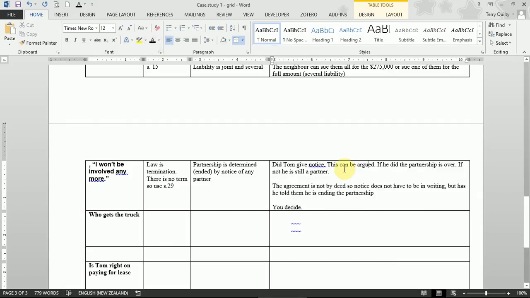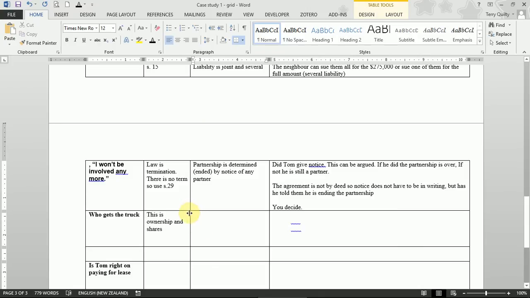Now, this can be argued. It's not obvious that he did because the words are quite ambiguous. If he did, the partnership's over. If not, he's still a partner. The agreement's not by deed, so notice does not have to be in writing, but he has to tell them he's ending the partnership. Basically, you decide on this. I would say his statements are sufficiently clear that he's ending the partnership. If he said, I intend not to be, or I will not in the future, then it wouldn't. So let's assume he's ended the partnership.